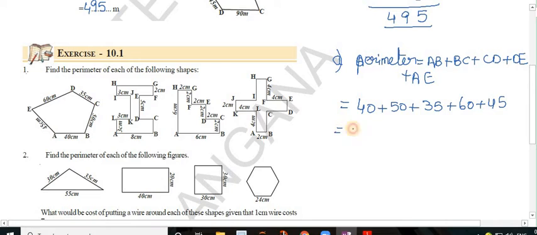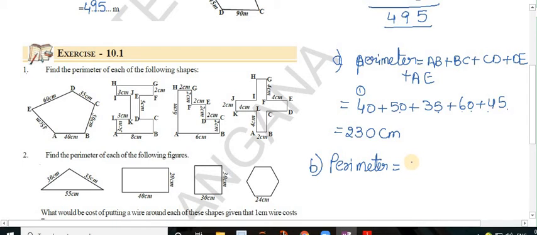Now we will see row wise addition. 0 plus 0 0, 0 plus 5 5, 5 plus 0 0 and 5 plus 5 10. So carry here, 4 plus carry 1 5, 5 plus 5 10, 10 plus 3 13, 13 plus 6 19, 19 plus 4 23 and the answer is in centimeters. So the perimeter of that particular picture, which is a pentagon, is having 5 sides, so that is the reason the perimeter of the pentagon is 230 centimeters.